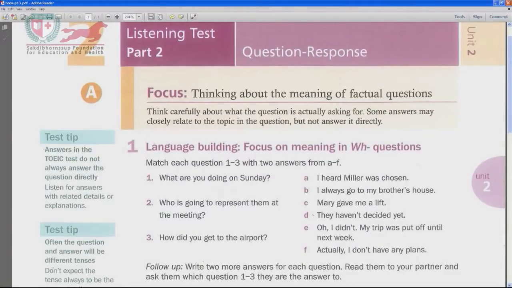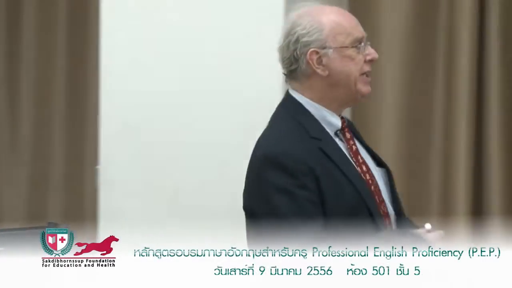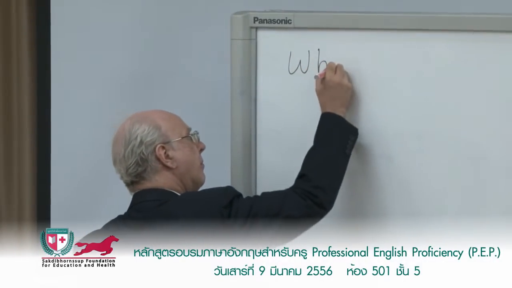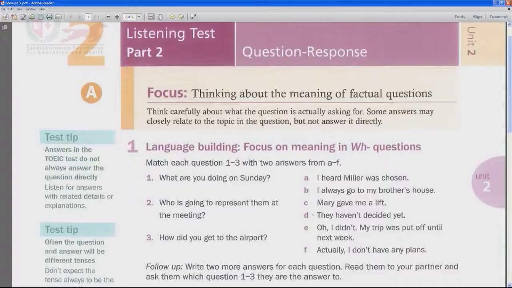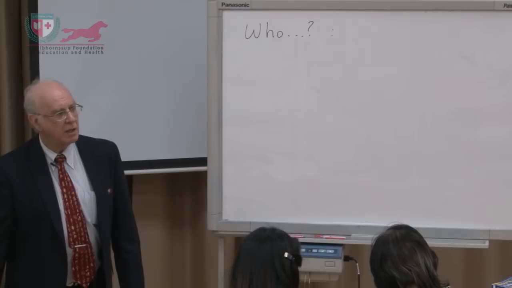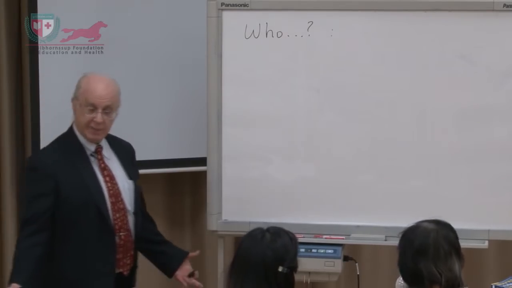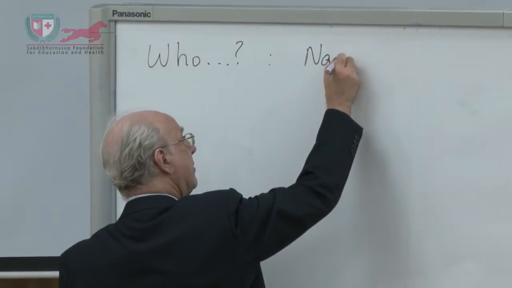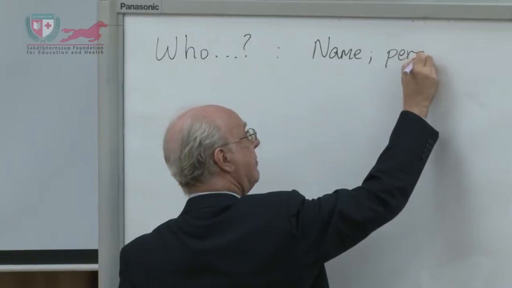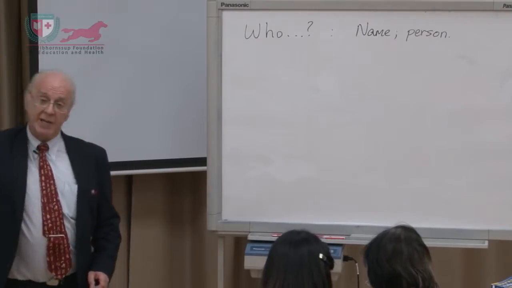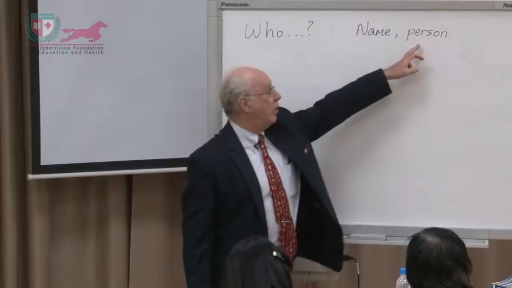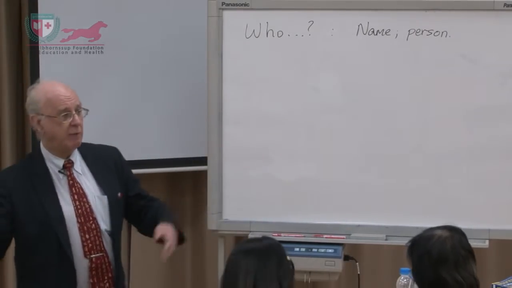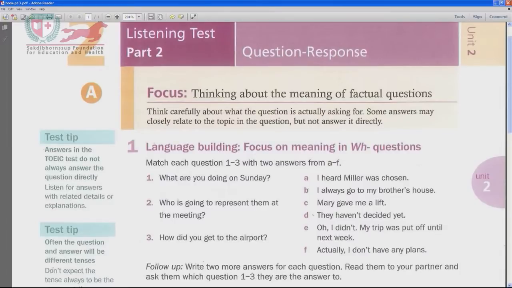Look again at the second question. Who's going to represent them at the meeting? When we see that word who, what is the answer going to be? If the question is who, the answer will be a name, right? It could be a person. So, who is that at reception? Oh, that's Khun Suadi. Who is that at reception? That's my manager. So, it could be a name or a person. My manager, my assistant, my friend, whatever. A person.